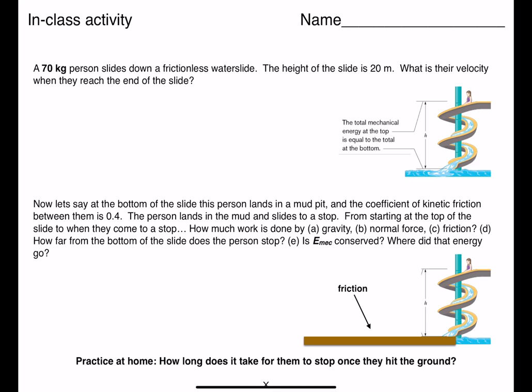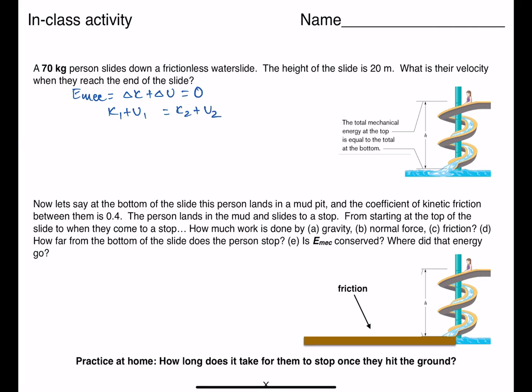All right, let's solve a problem. A 70-kilogram person slides down a frictionless water slide. The height of the slide is 20 meters. What is the velocity when they reach the end of the slide? So E mech, I would start with this: change in K plus change in U equals 0. So I can write K1 plus U1 equals K2 plus U2.